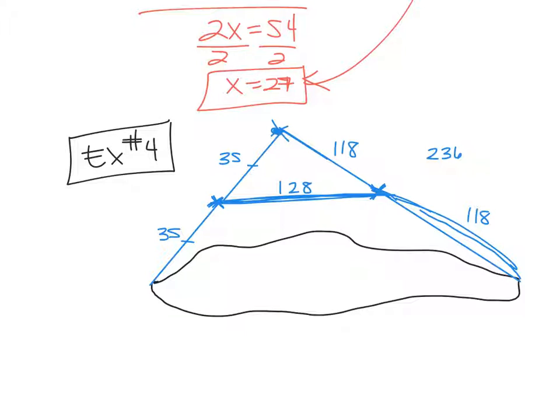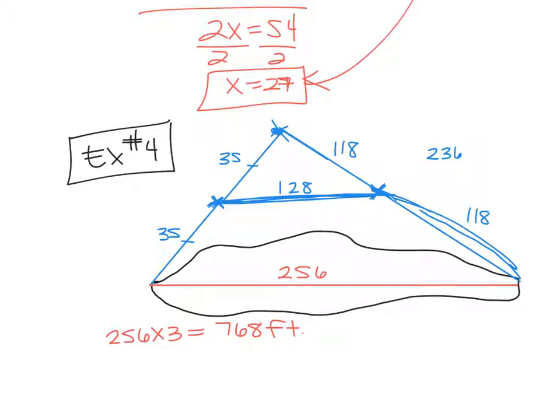Oops. My ruler's not cooperating, sorry. Okay, so that distance across would be 256 strides. So to figure out how many feet that is across the lake, multiply it by 3. So you're going to go 256 times 3, since each stride was going to be 3 feet, and you get 768 feet. Okay? Do you know how you'd figure out that in miles?